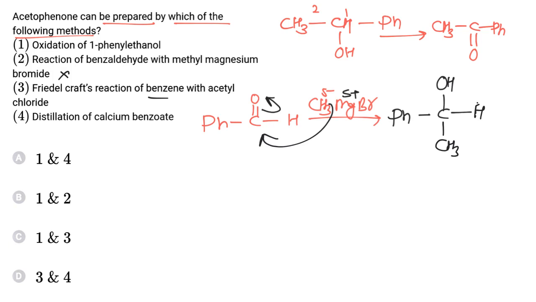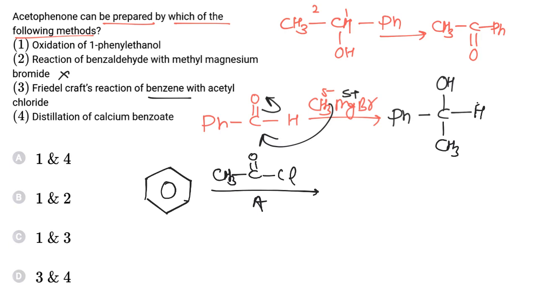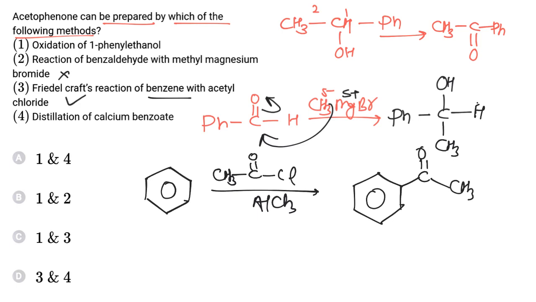Friedel-Crafts reaction of benzene with acetyl chloride. If the benzene molecule is treated with acetyl chloride in presence of AlCl3, it will be converted to the acetophenone molecule, PhCOCH3. So C is correct.